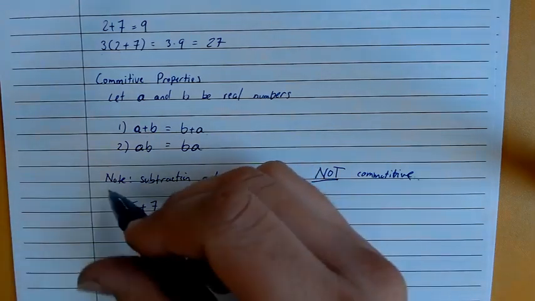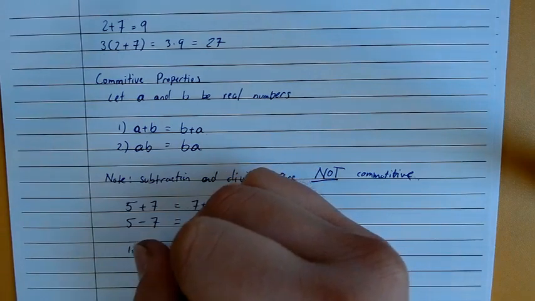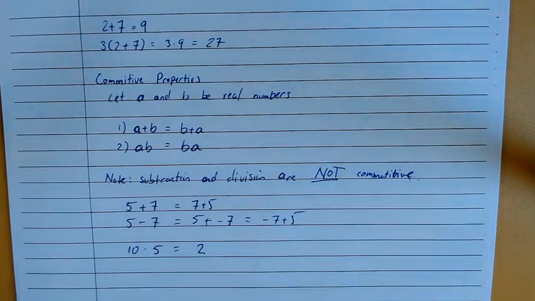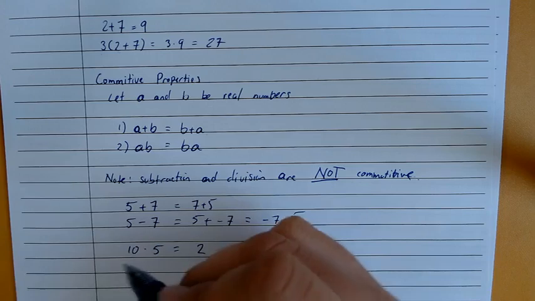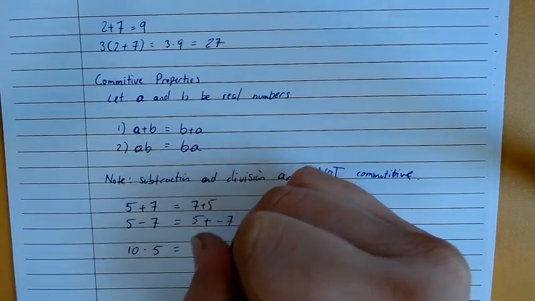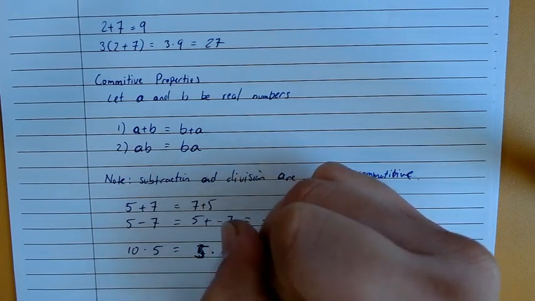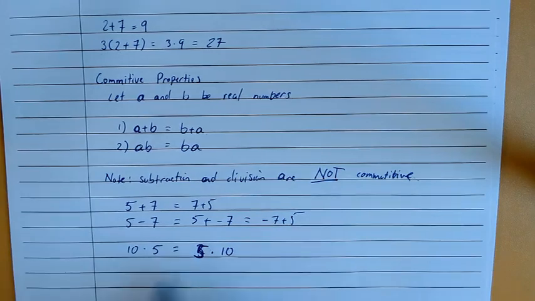Right? Same thing with multiplication. If I have 10 times 5, that is equal to 50, which is the same as 5 times 10. I was thinking of division here for a second. Note that doesn't make a difference. 10 times 5 or 5 times 10. Both of those are equal to 50.